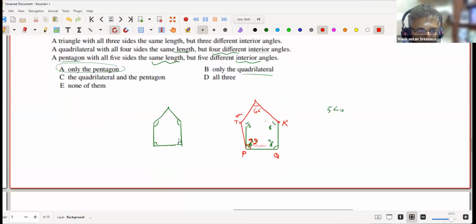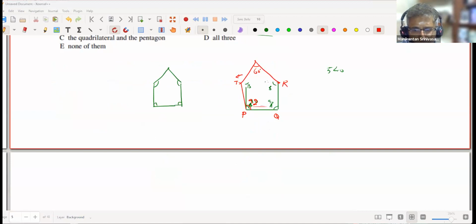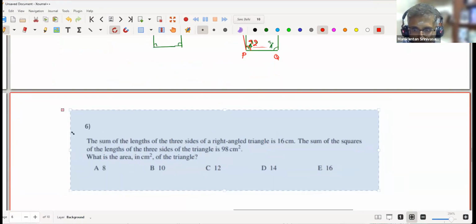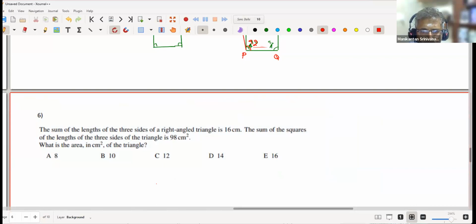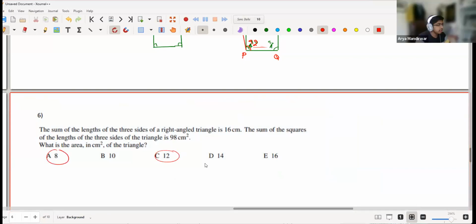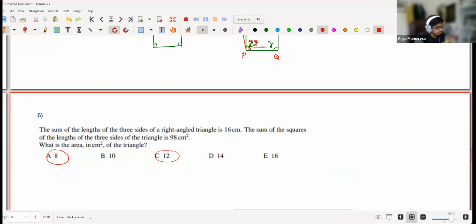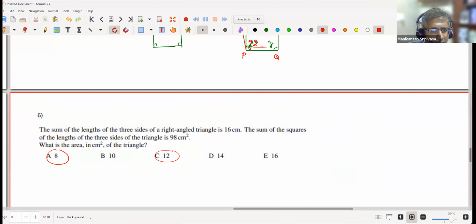Question 6. Sum of 3 sides. Kunal, what did you get on this one? 12. Okay. Others? I got 8. I got 8 as well. Cool. The sum of the squares of the 3 sides is 98. Sum of 3 sides.